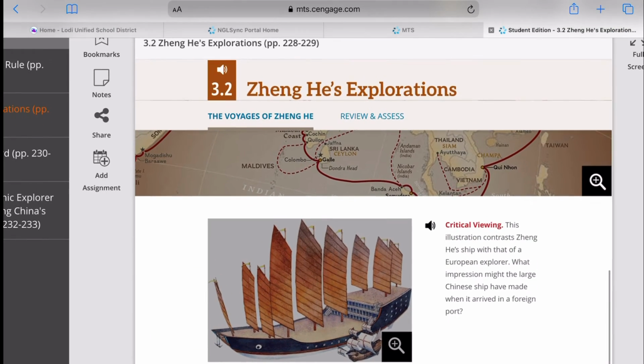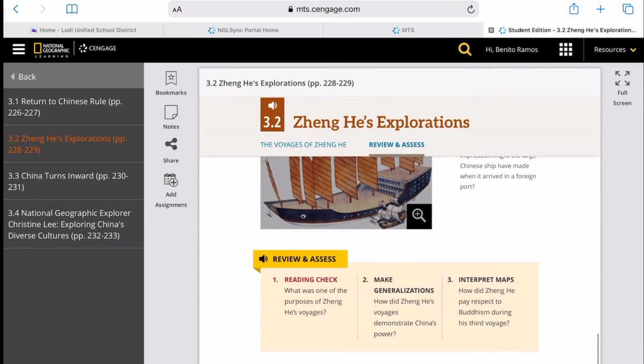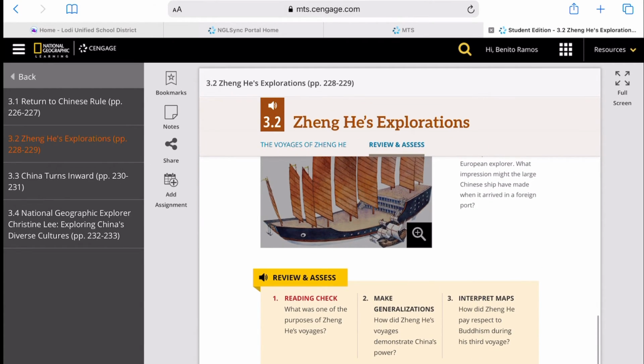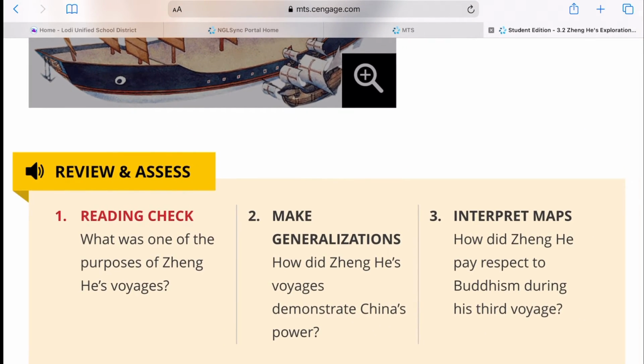Now let's take a look at the review and assess questions. The first one, reading check: what was one of the purposes of Zheng He's voyages? Number 2, make generalizations: how did Zheng He's voyages demonstrate China's power? And number 3, interpret maps: how did Zheng He pay respect to Buddhism during his third voyage?